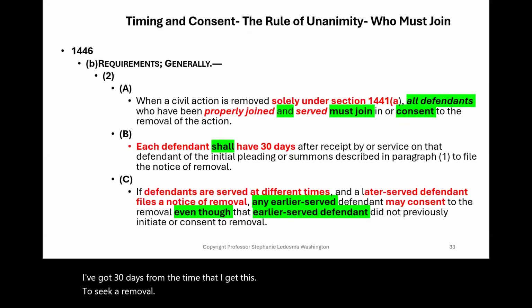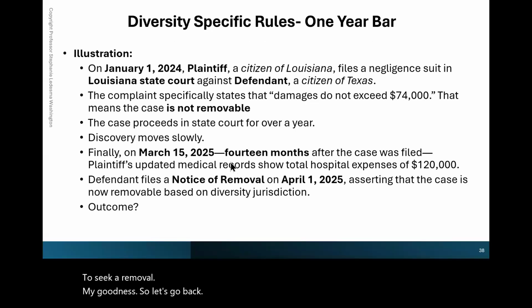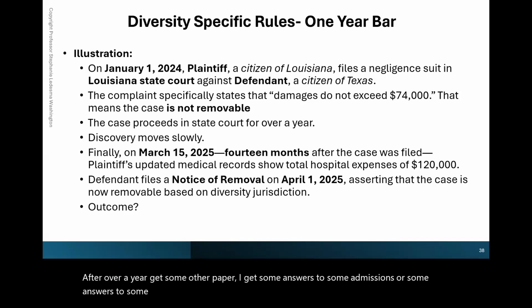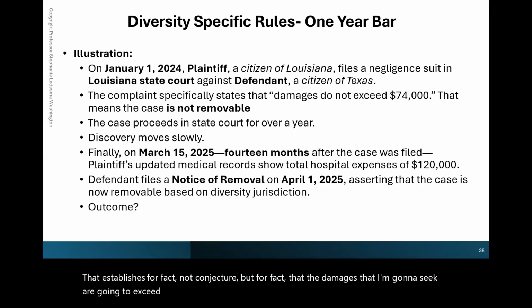Oh my goodness. So let's go back. It's been more than a year since this case has started, but I finally, after over a year, get some other paper. I get some answers to some admissions or some answers to some requests for production of documents, or some other paper that establishes for fact, not conjecture, but for fact, that the damages that I'm going to seek are going to exceed $75,000 plus my cost and interest.